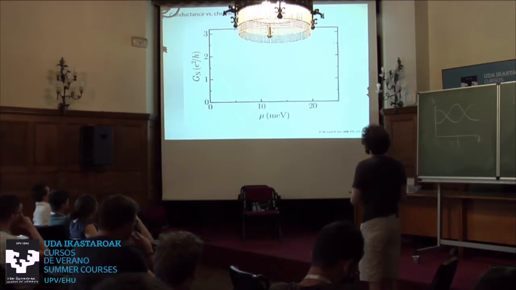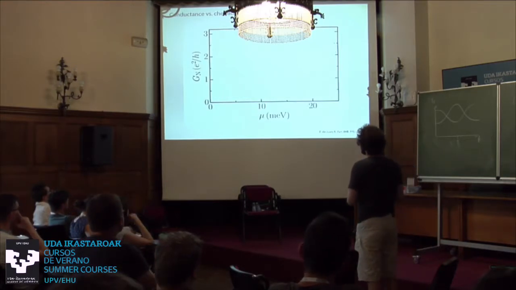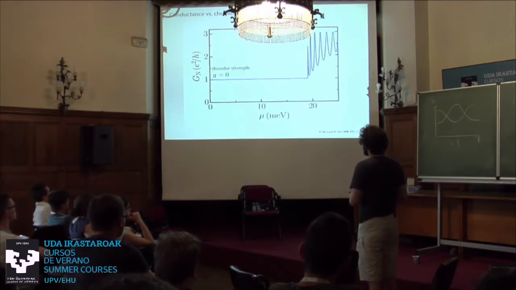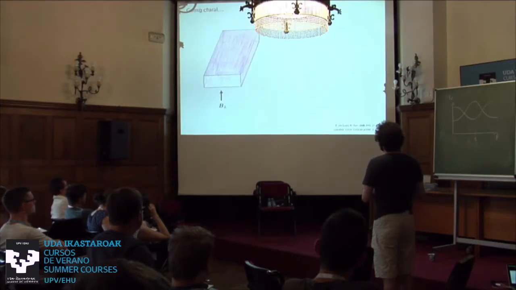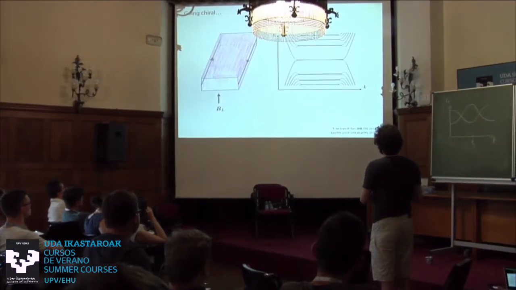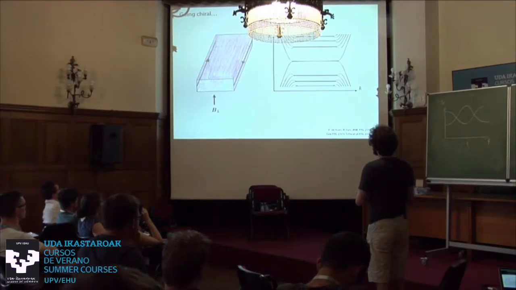Now I'm putting the magnetic field at 2 Tesla, and I'm plotting for you the conductance as a function of chemical potential. And at 0 disorder strength, you just see the chiral modes up to the point where you hit the second band. So if you go back here, this is where you hit the second band. That's in that particular case around 20 meV.